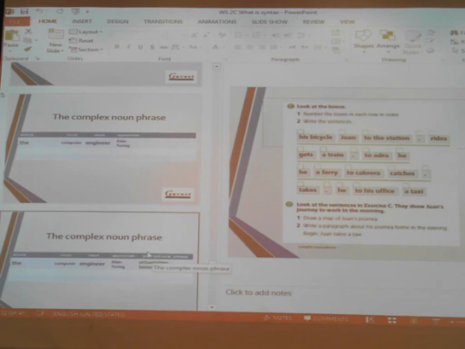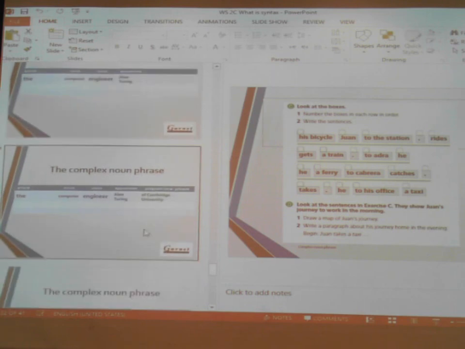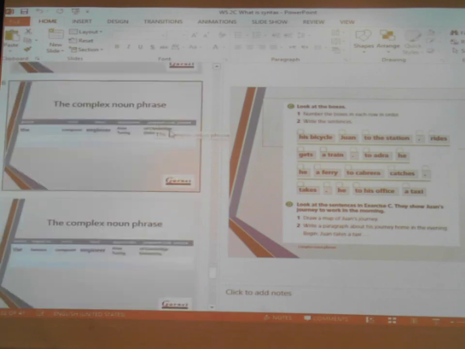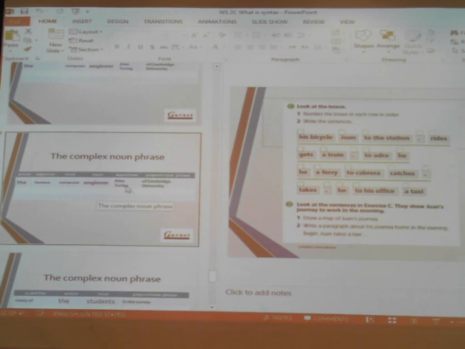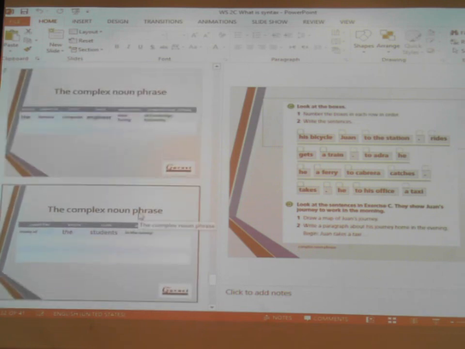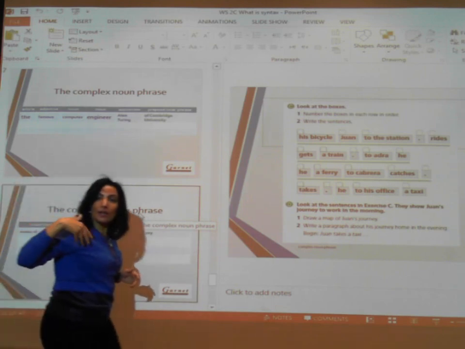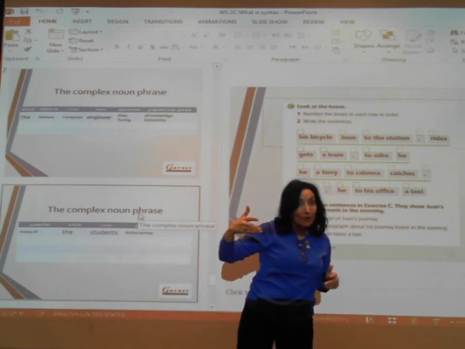I need to make my sentence more complex. Of Cambridge University, I used a prepositional phrase. You see, I am trying to fill in gaps in a complex sentence. I'm spreading it, okay? And I used an adjective here. The famous computer engineer, Alan Turing of Cambridge University. Still no predicate. Still no predicate. The predicate answers the question: what happened to him? What happened?